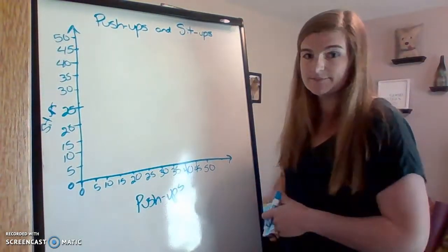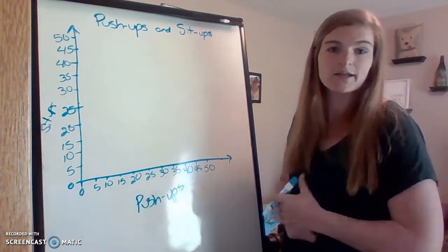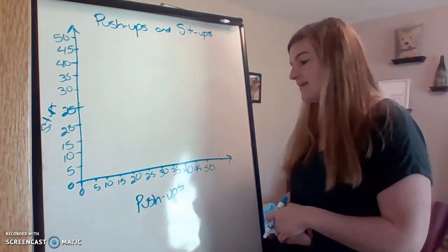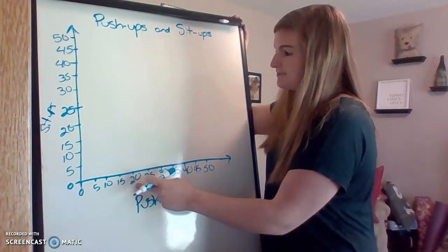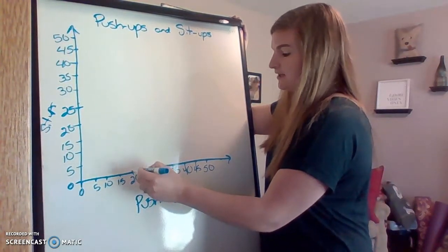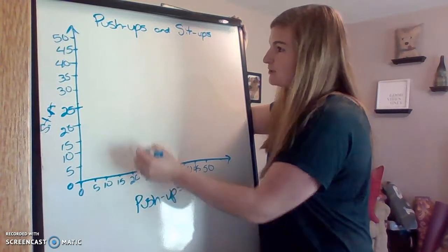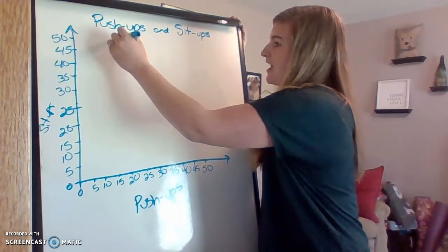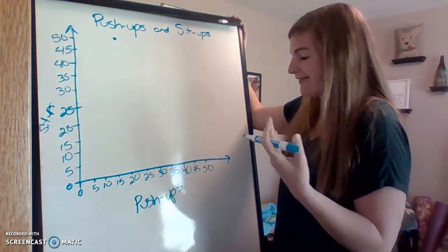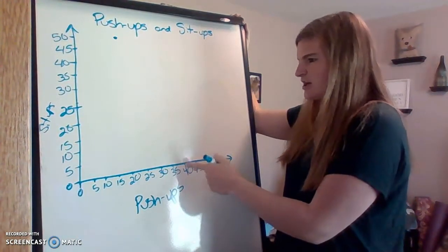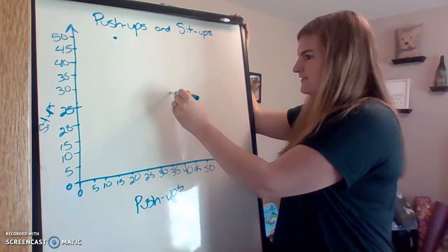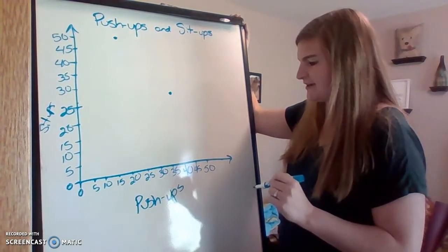Okay, so I have the graph done, and now this is where I get to start plotting my data points. So maybe we had one person who said they could do 20 push-ups and 50 sit-ups. So I go over to 20 for push-ups, and I go up to 50, and I'll plot a point there. Then maybe I'll have someone who said, oh, well, I can do 40 push-ups, but maybe only 25 sit-ups. So we'll do that here.